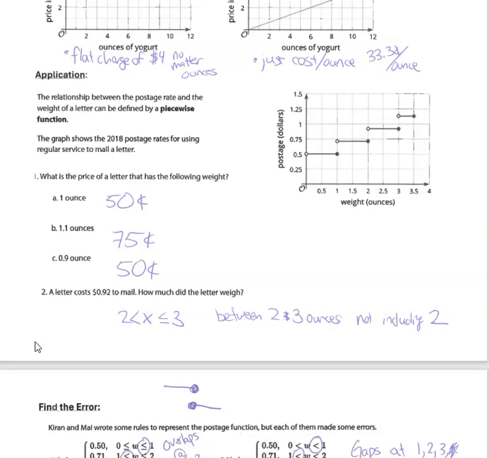So on here, you can see between 0 and 1 ounce, it is going to be a single cost. Between 1 and 2, it's going to be a single cost. Between 2 and 3, it's going to be a single cost. And we don't hit all of the values in between that. We are only staying at that value for a while.